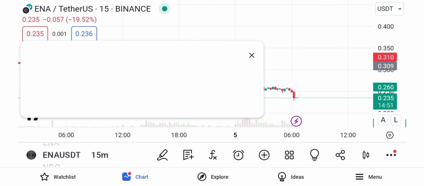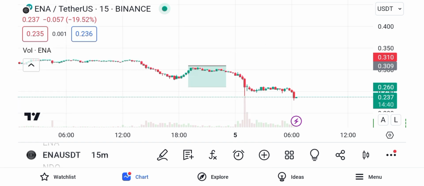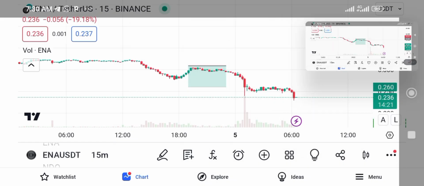Let me zoom it for you. You can see the take profit and the price, and you can see my entry here. This black one here is my entry, 0.309, and my take profit was 0.260. So let's go and see how much we have been able to make from this trade. First, let me screenshot it for easy reference.